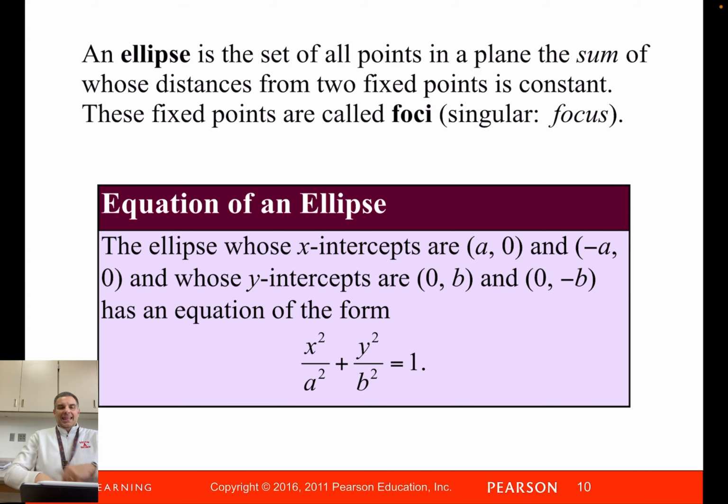An ellipse is a set of all points in a plane, the sum of whose distances from two fixed points is constant. These fixed points are called foci, or singular focus. So there are these two points in here, and that's how you actually graph an ellipse. What an ellipse is: you take two nails and pound them into a board, and you've got these two pins. Then you put a loose piece of string around them, looped, and you tighten that string and move it around, and it's going to form an ellipse that looks like this. And those are really called your foci points.